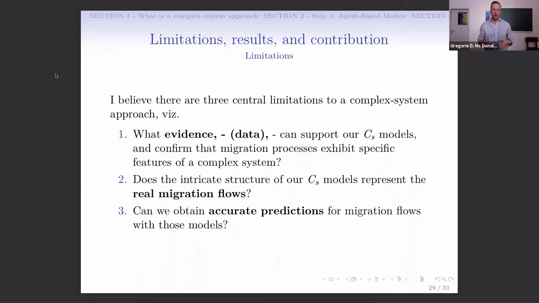First of all, what evidence or what data can support our complex system models and confirm that migration processes exhibit specific features of a complex system? Also, does the intricate structure of our complex system models represent the real migration flows? Finally, can we obtain accurate predictions for migration flows with those models? The general limitation with that approach is, even though the models I presented are interesting in that they give a novel perspective on the phenomenon of migration, we still need evidence or data that will be able to support our complex system models, and we will need evidence that real migration flows do indeed evolve as those models are trying to describe them. And finally, we would like to use those models to make accurate predictions. Is this possible? So those are important limitations.